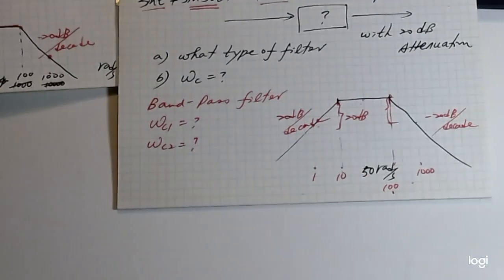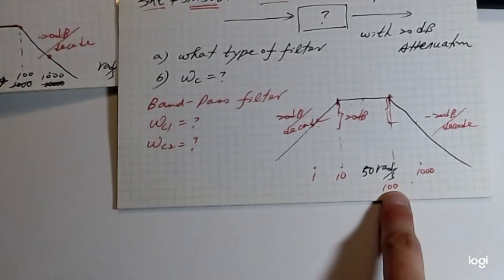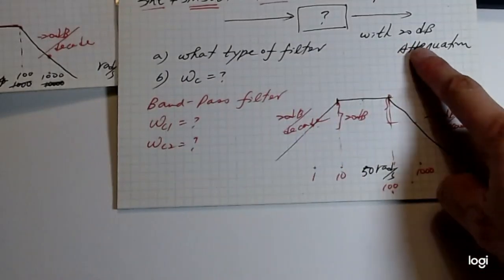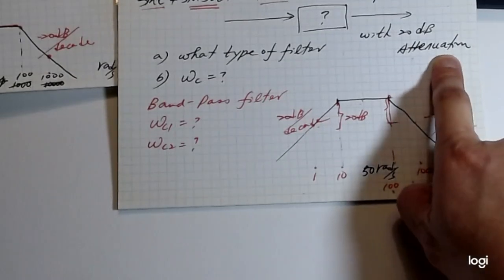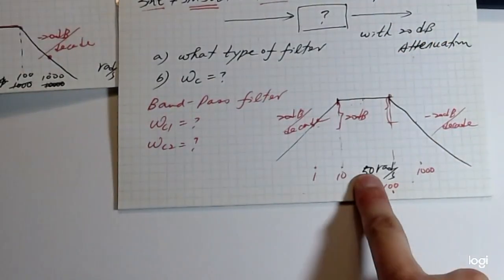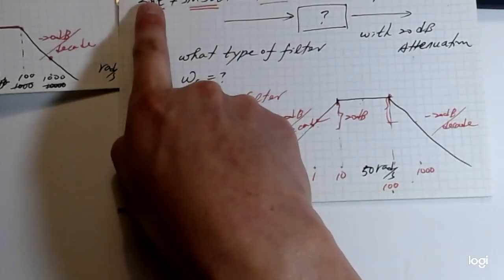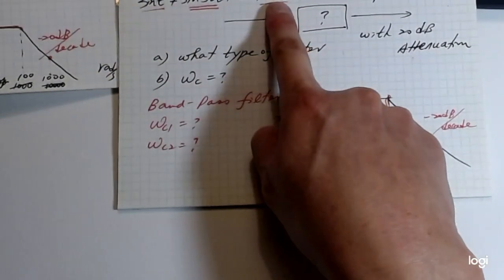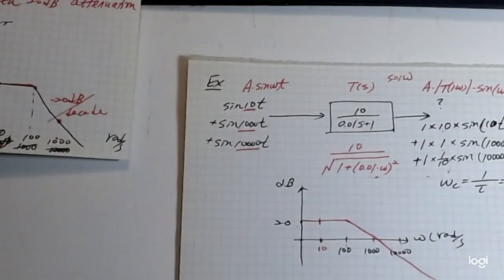Okay, so if that's the case, my cutoff frequencies of 10 and 100 will be able to satisfy our 20 dB attenuation. So we keep the center frequency of 50 and attenuate the 1 and 1,000 radian per second frequency components at these two frequencies.